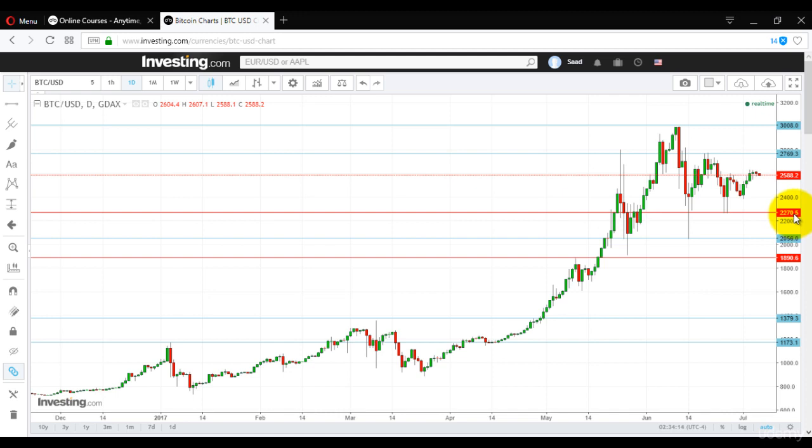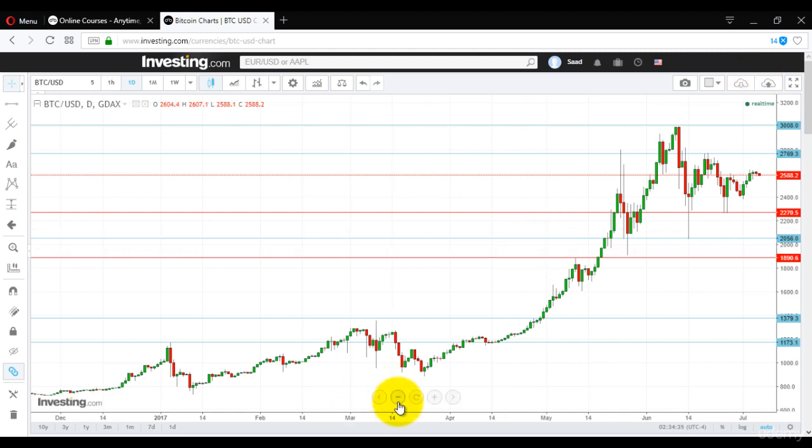2769, 2270. That's approximately 17 or 18%. So you should remember this. Once it crosses these lines, the second target is 3000, and once it crosses 3000, it's going higher, higher and higher, and it gives you a far higher support level.